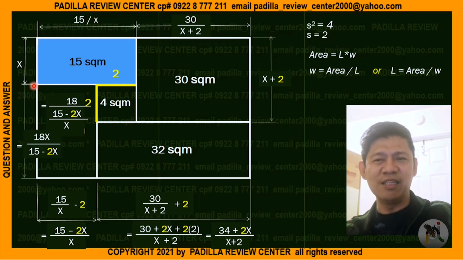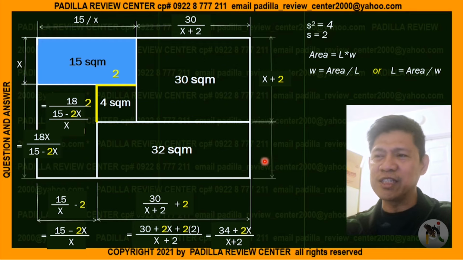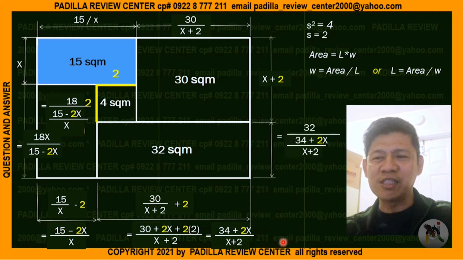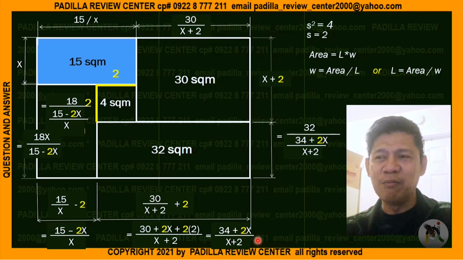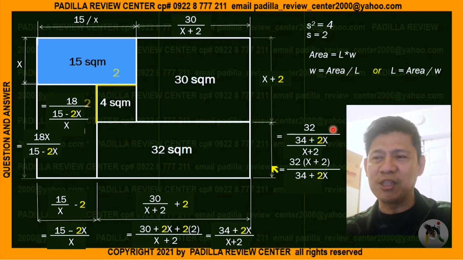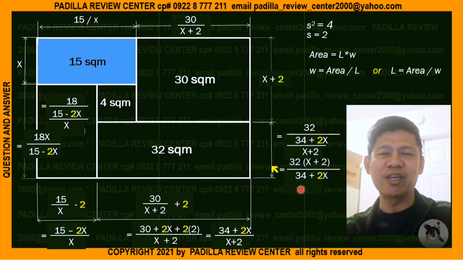That is the side. And also in here, still using this, the area is 32 and this one is 34 plus 2X over X plus 2. So this is 32 over this one, 34 plus 2X over X plus 2. So simplifying, bringing X plus 2 here, it would be 32 times X plus 2 over 34 plus 2X.